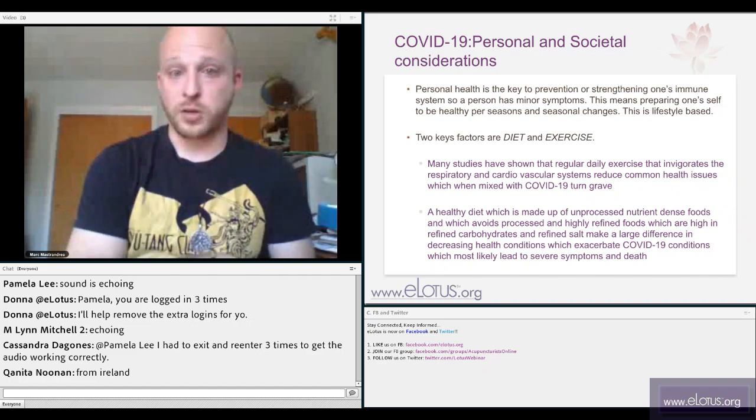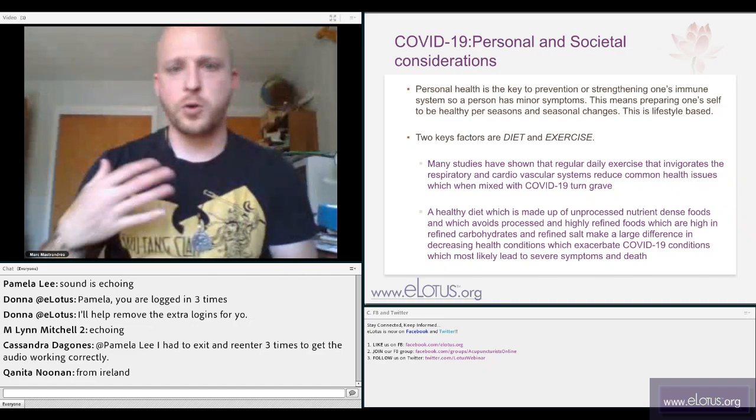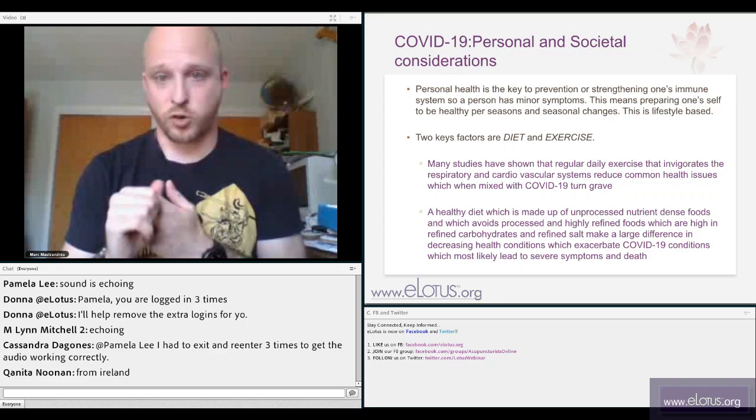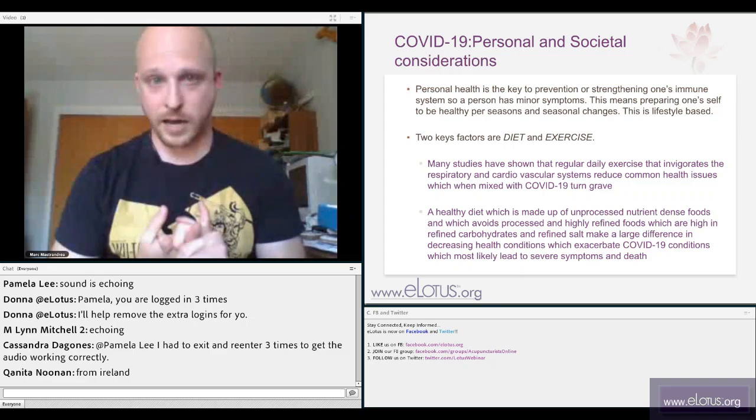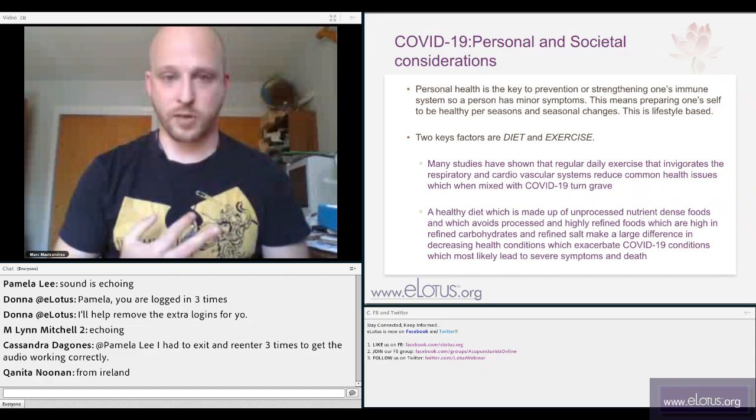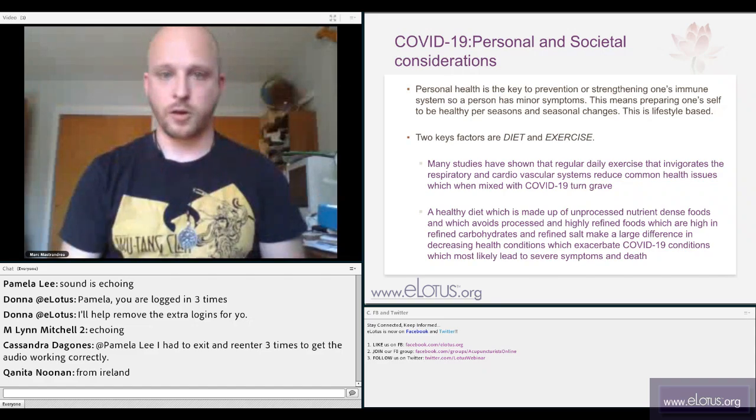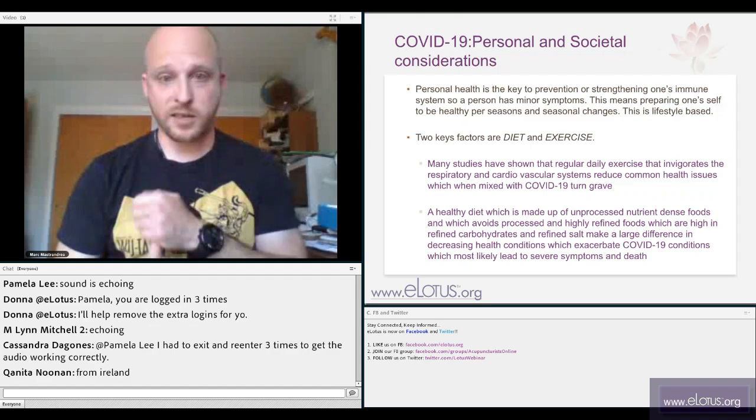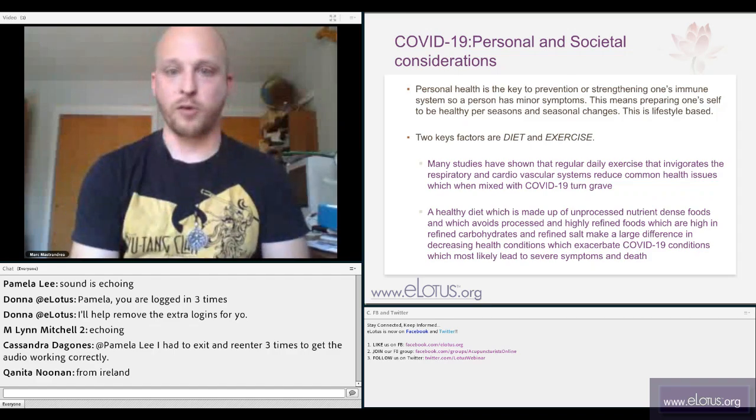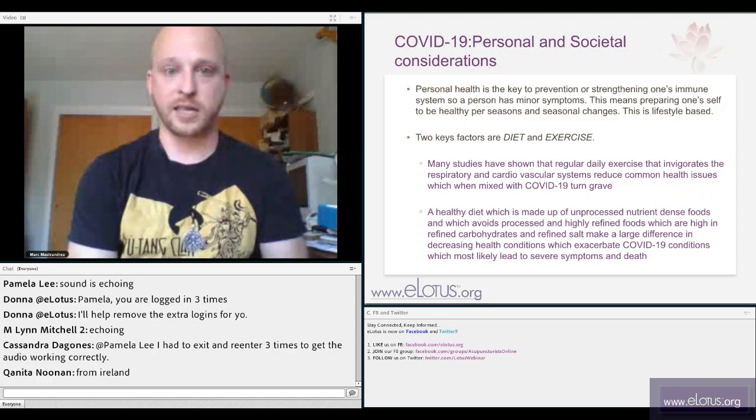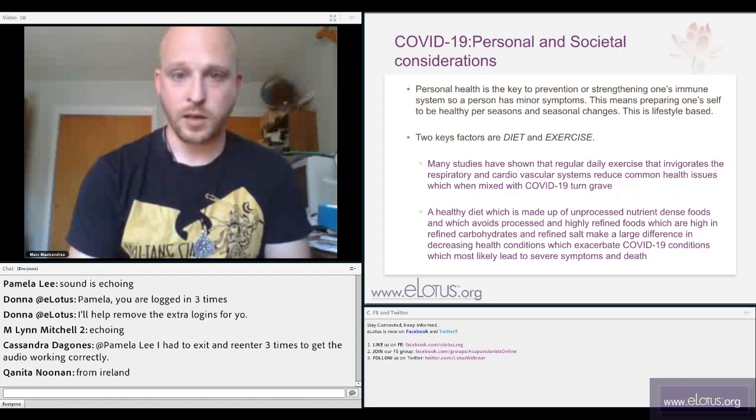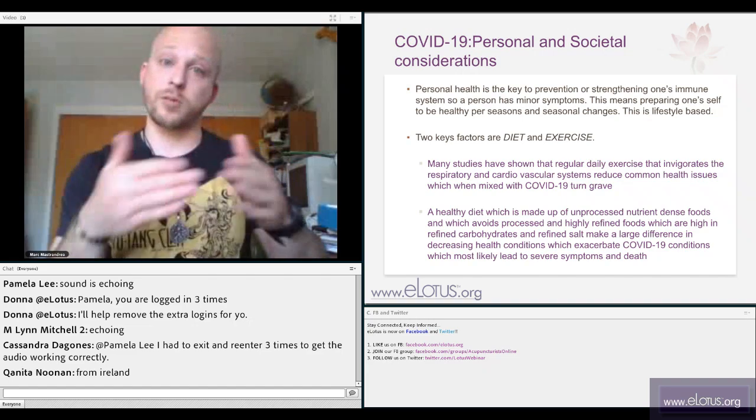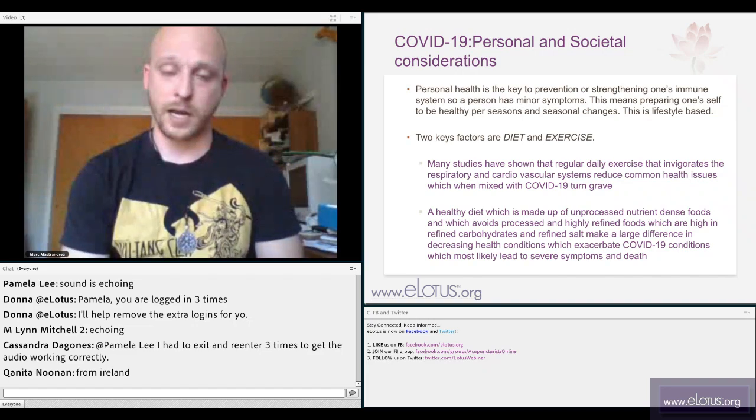One of the things too, personal and societal considerations, is that personal health is a key to prevention. So you want to first strengthen your patient's immunity. You also want to offer lifestyle suggestions. Diet and exercise, two biggest factors, right? These are lifestyle. So many studies in the West have also shown that a regular diet and daily exercise invigorate the respiratory and cardiovascular system, and reduce common health problems that are associated with comorbidities of COVID-19.